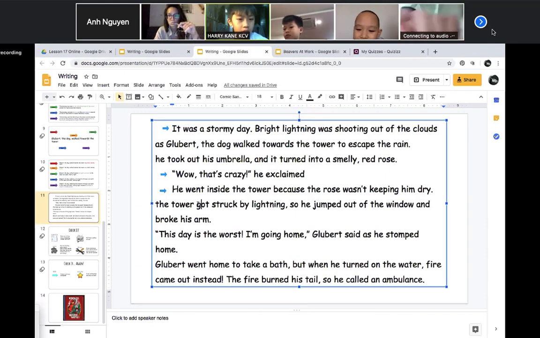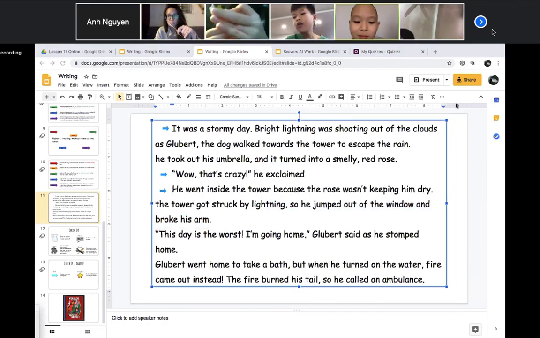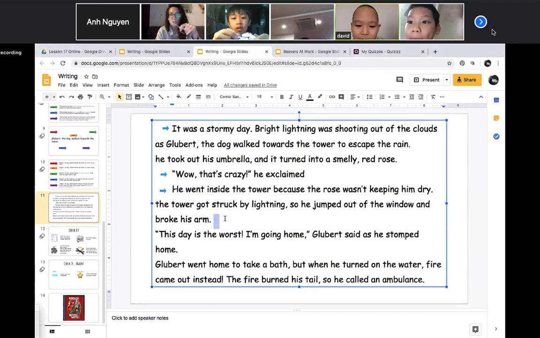And the tower got struck. Where's our new paragraph, David? Got struck by lightning. This is the middle of a sentence. How can we make a new paragraph in the middle of a sentence? Where do you see a line break? Look here. Do you see all this extra space here? This tells us that the paragraph is over. So where's the start of our new paragraph? Do you see all this extra space right here? Yeah. This tells us that the paragraph is over.